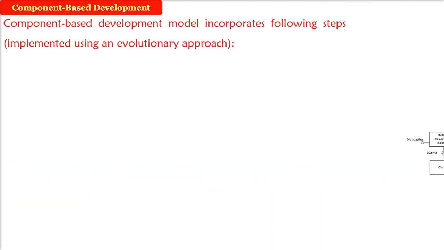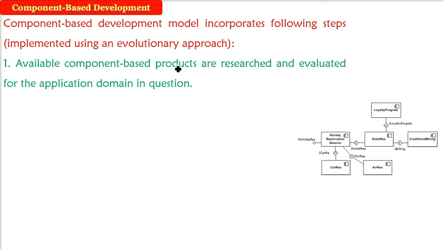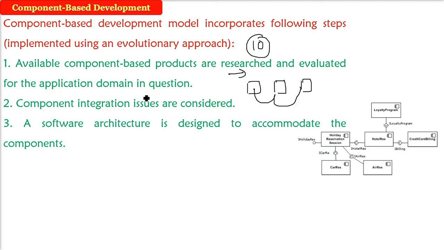This component-based development model follows certain steps. The first one is, what are the available components? Are they available as COTS in the market, or are you going to make them, or take them from some company, say a sister company? You have to research it. Then comes component integration, because this model is all about taking components and combining them. So what will be the integration issues? What problems will arise? What will be the risks, etc.?